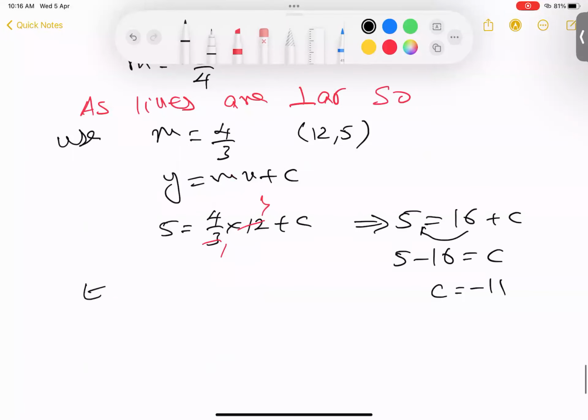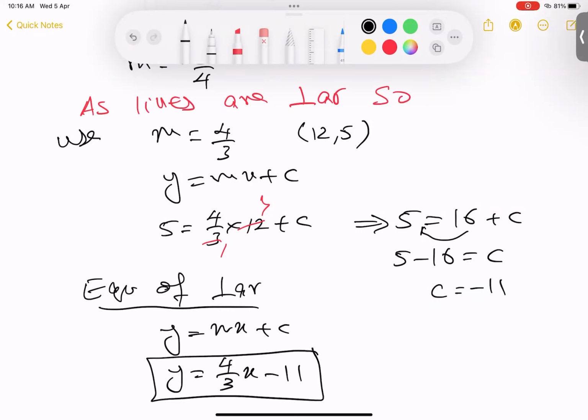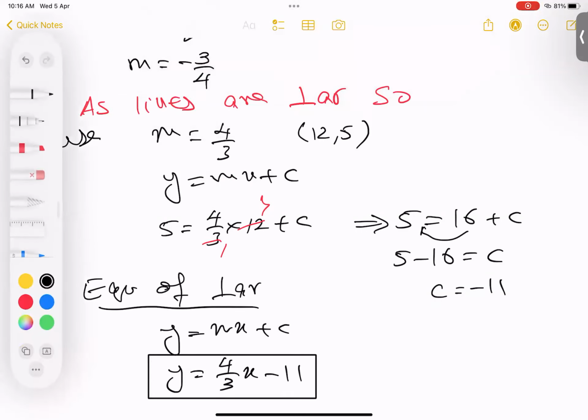Game is not over. The answer is here. The equation of the perpendicular line is y equals mx plus c. The m value is 4 upon 3, so y equals 4 upon 3 times x, and the c value is minus 11. I believe the point is very, very clear.